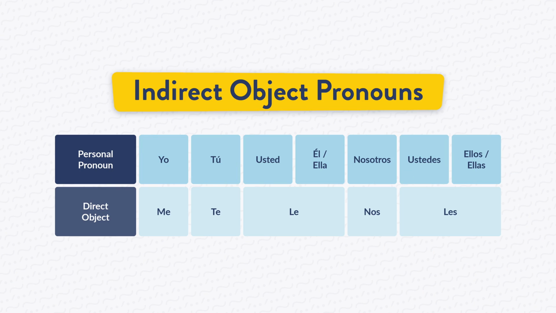And now, let's take a look at how indirect object pronouns work with every personal pronoun. Indirect object pronouns. Yo, me; tú, te; usted, le; él, ella, le; nosotros, nos; ustedes, les; ellos, ellas, les.